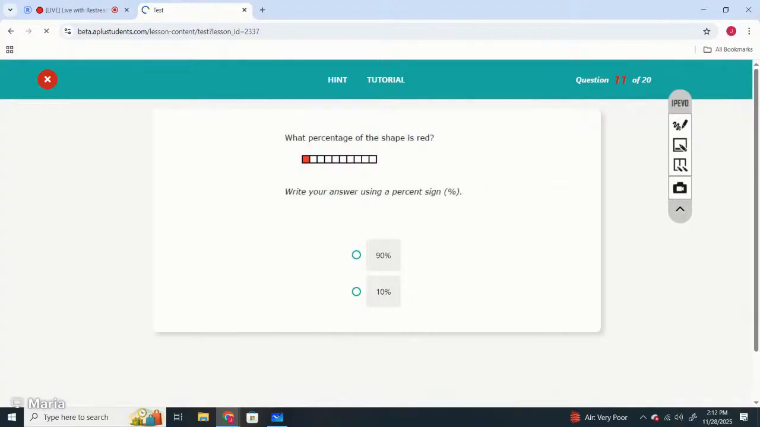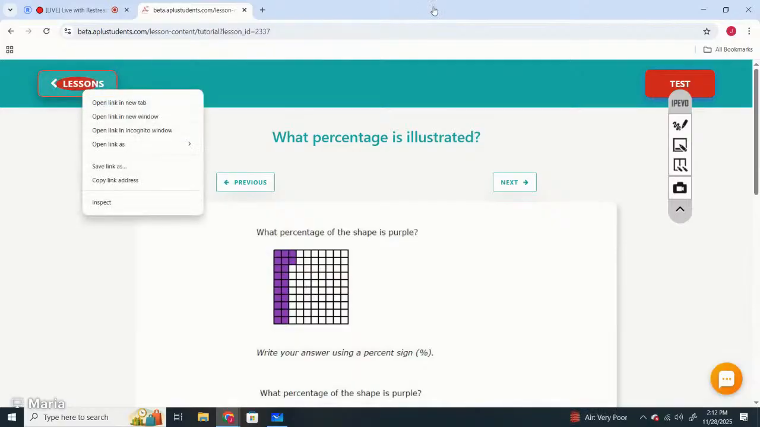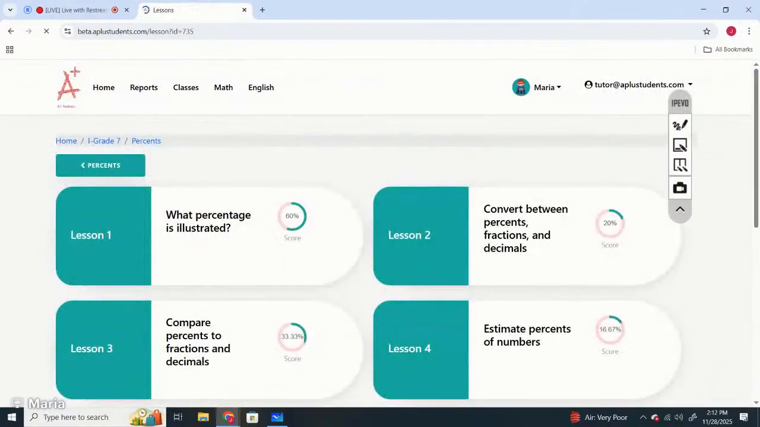Okay, you can complete the lesson by yourself later today. Let me just move on to the next lesson. The next lesson is convert between percents, fractions, and decimals.